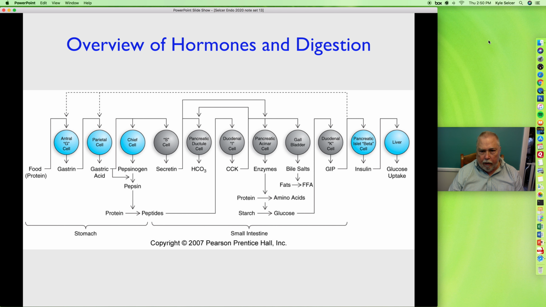Glucose acts on the duodenal K cells to produce gastric inhibitory peptide, GIP, which has negative feedback on gastrin, as you can see by the dashed arrow. But GIP also stimulates the pancreatic beta cells to produce insulin because we know there's food there. Insulin's got to work on that glucose. Insulin's going to act on the liver to take up glucose. So you can see where the stomach is, where the small intestine is. This is just kind of, wow, here's everything in one diagram.